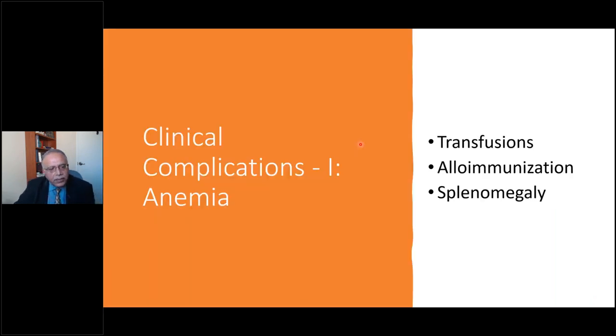So the first group of complications is related to anemia itself. In this group are things such as need for transfusions, the development of alloimmunization, and enlargement of the spleen.